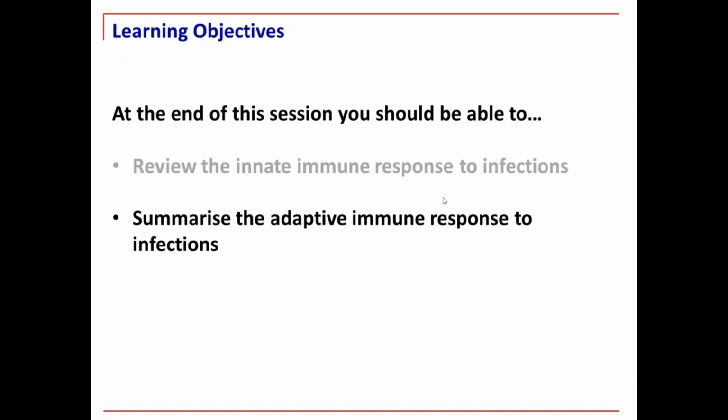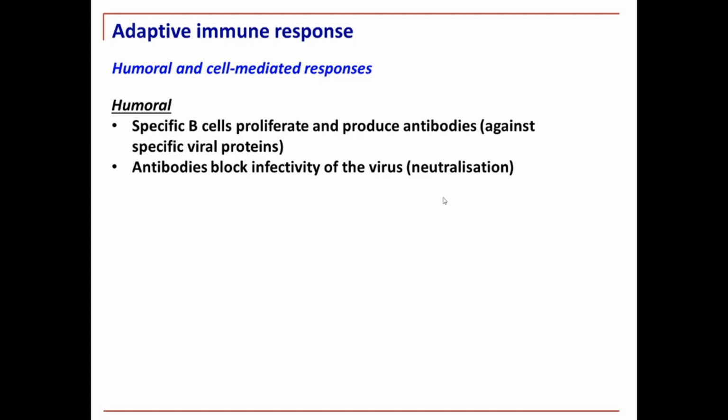So the second part we're going to look at is the adaptive immune response to infections, again with a focus on viruses, but it's very relevant for a multitude of microorganisms, so it's a good little review session for you. So of course, in the adaptive immune response, we have both the humoral and the cell-mediated response, and the humoral is all about the B cells. So you have your specific B cells, which can proliferate and produce antibodies against specific viral proteins. And these antibodies can block the infectivity of the virus.